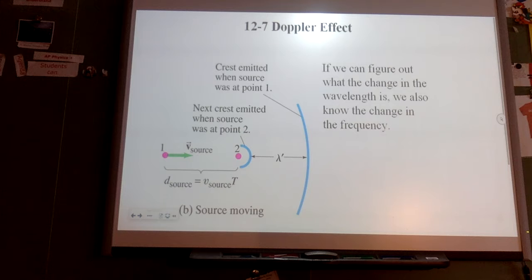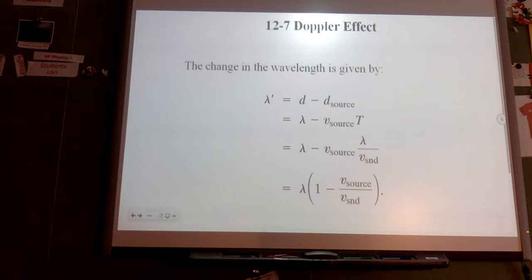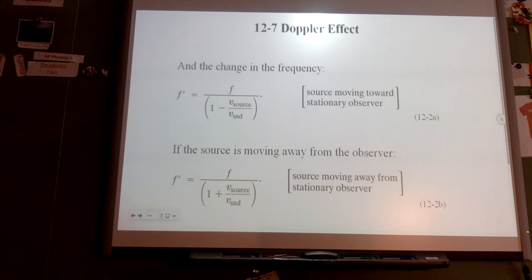So if we can figure out how much this is shifted, we can figure out what the shift in frequency is. All right, so we have two things. We have our new frequency, which they're calling f prime, and that's going to be the original frequency, and that's either going to be over 1 minus the velocity of the source over the velocity of sound, or 1 plus the velocity of the source over the velocity of sound.